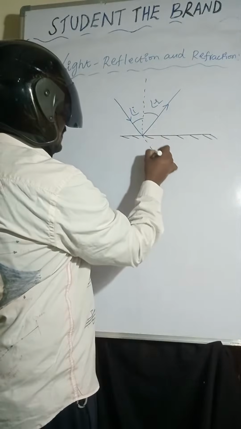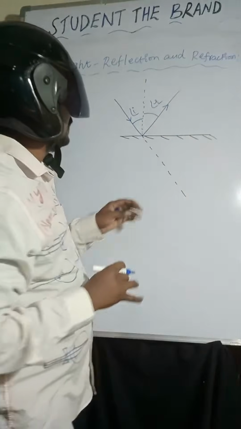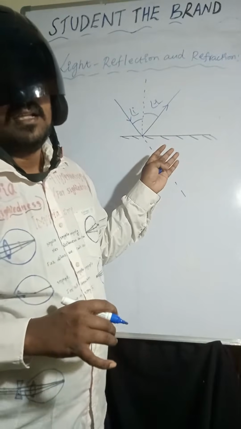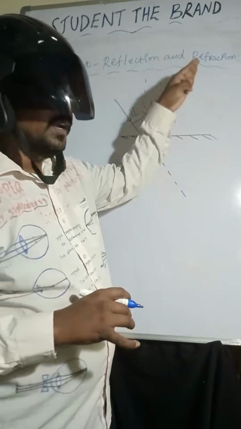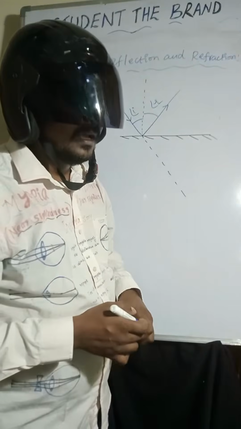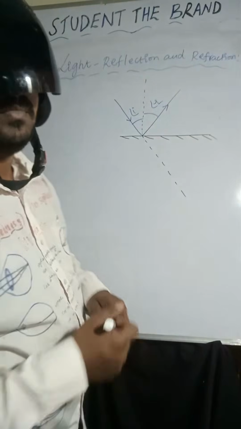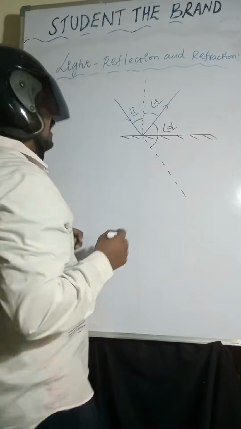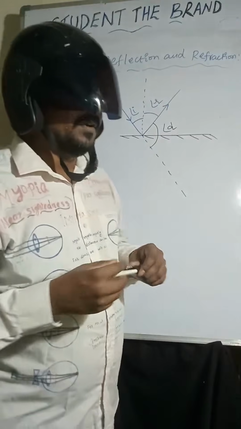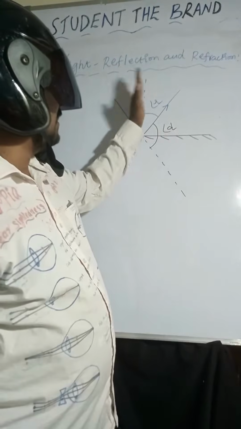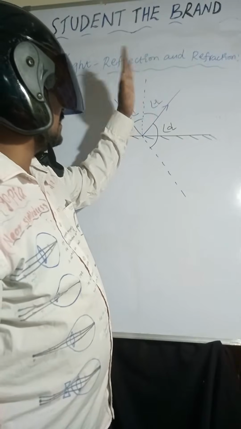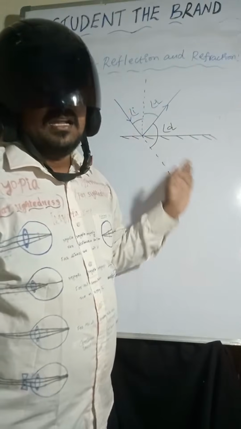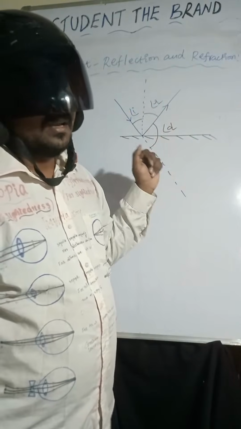And here I am taking the undeviated line. This line is where we extend the light ray, so that is the undeviated line. The angle between the reflected ray and the undeviated line is called the angle of deviation. So the angle between the incident ray and normal line is called the angle of incidence. The angle between the reflected ray and normal line is called the angle of reflection. The angle between the reflected ray and the undeviated line is called the angle of deviation.